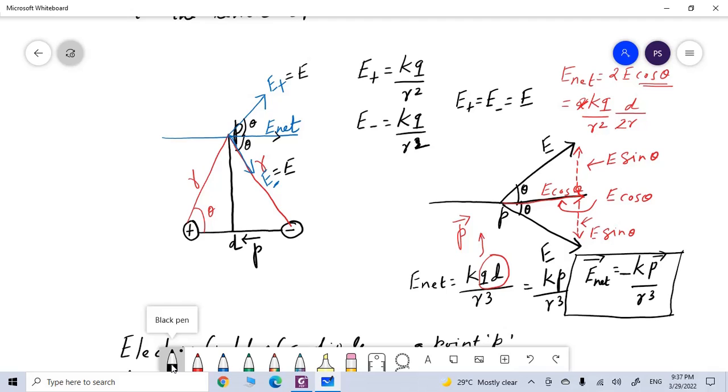But one thing that is very common is the net electric field is always proportional to 1 over r cube, unlike a point charge where the net electric field is proportional to 1 over r square. So this is all about dipoles. We shall see more concepts in the next class. Thank you.